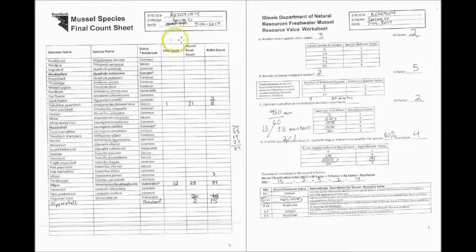So for our survey, you can see our mussel species final count sheet on the left side over here. We had the cylindrical paper shell, the ellipse, and the slipper shell counting as extant species because they had either recent dead or live specimens. The giant floater and the lilliput did not count as extant because we only had relics. So we had 3 extant species, and that falls in the 1 to 3 range, which gives us a species richness factor of 2, so we write our SR factor of 2.